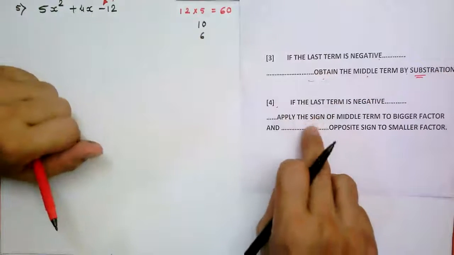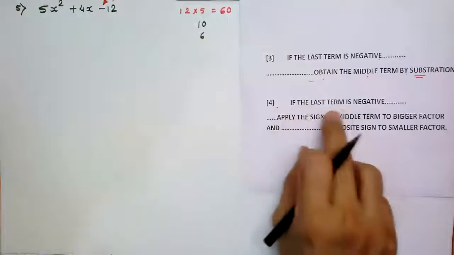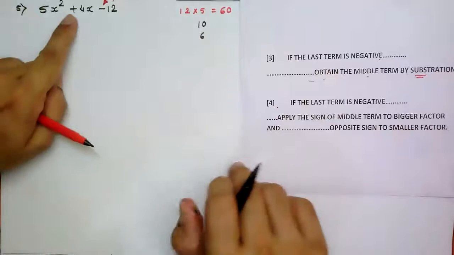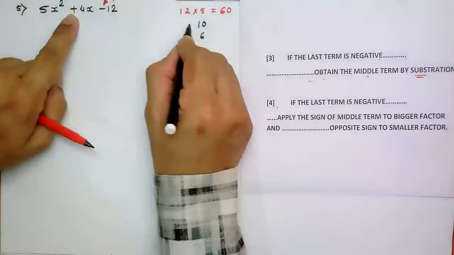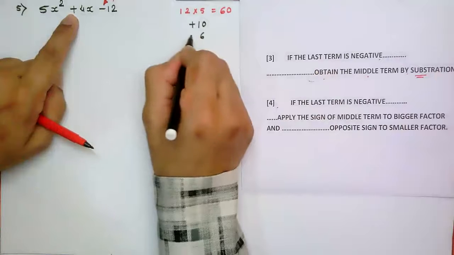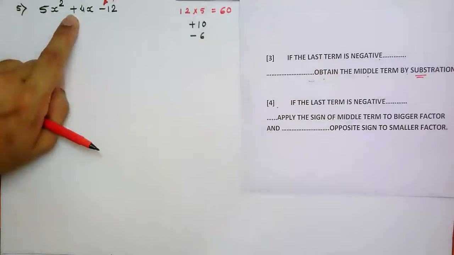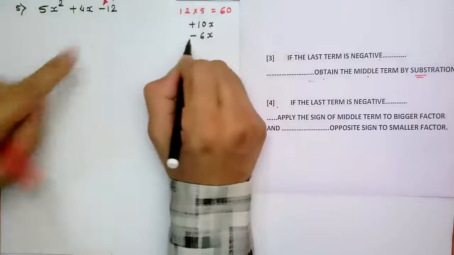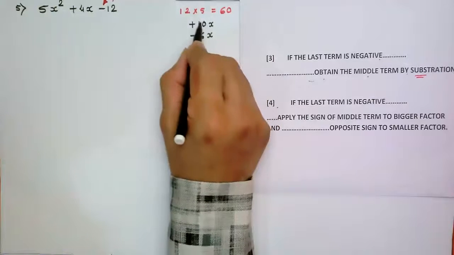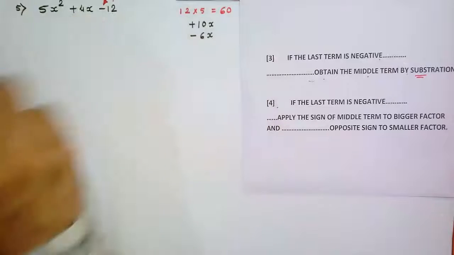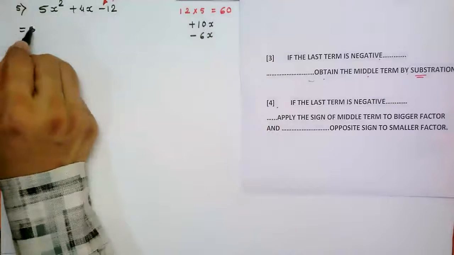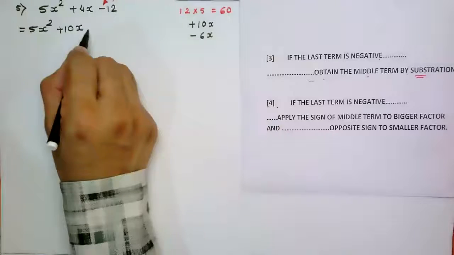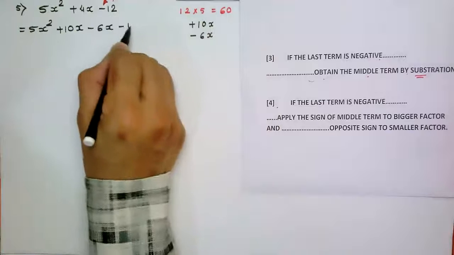Now I have to make use of this rule number 4. If the last term is negative, apply the sign of middle term to the bigger factor, and opposite sign to the smaller. And obviously this x. So plus 10 and minus 6, plus 10 minus 6 gives you plus 4. 5x squared plus 10x minus 6x minus 12.